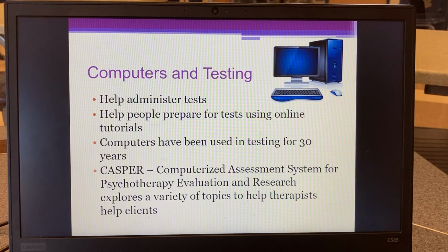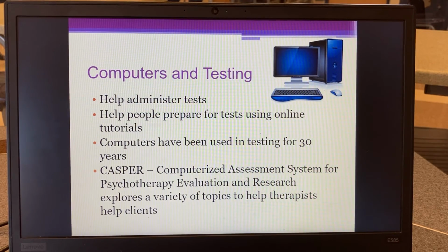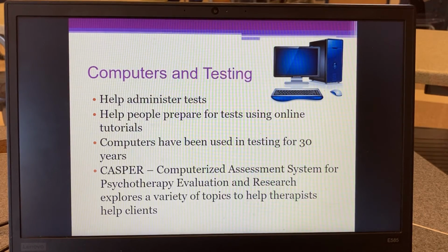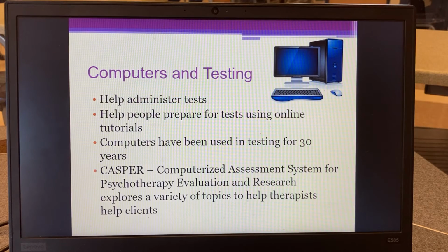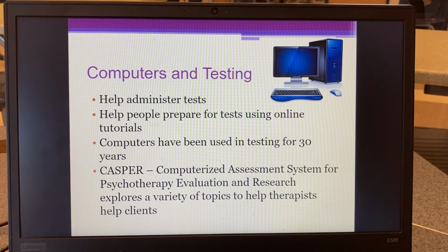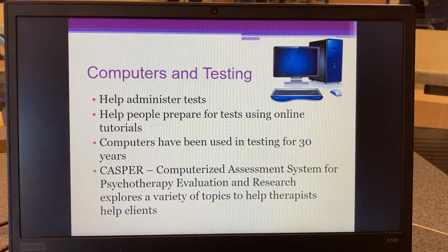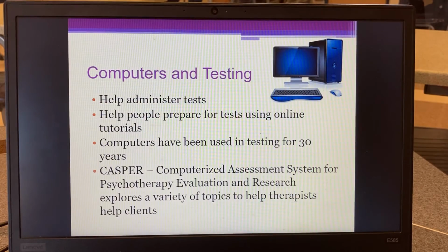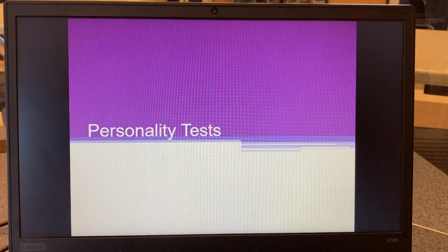One system that's being used specifically within psychology is the CASPER, Computerized Assessment System for Psychotherapy, Evaluation, and Research. What it does is allows a lot of scientists to tap into it and use the data within their own studies. They can use surveys that have been done and just reword a question, or they can reanalyze data that's already been taken.